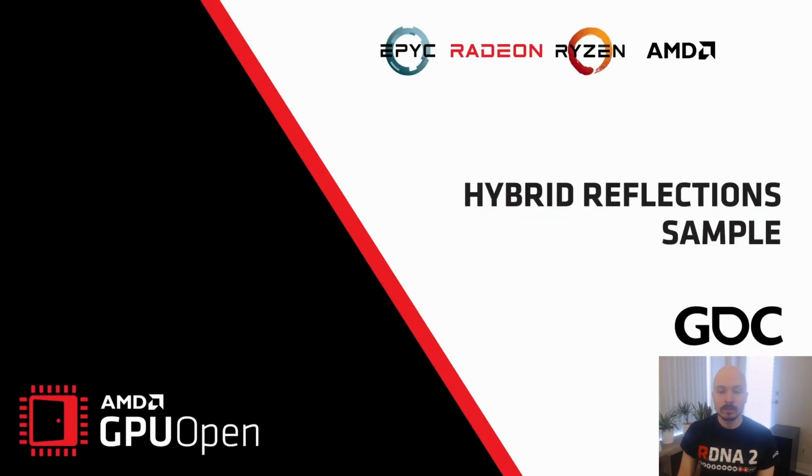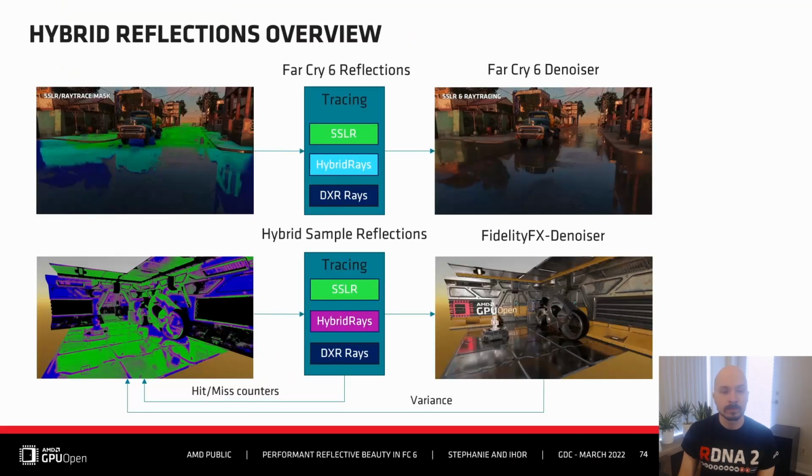So we're now going to be talking about the GPUOpen Hybrid Reflections sample and how it relates to Far Cry 6. As Stephanie mentioned, Far Cry 6 shoots an SSLR ray, and if there's low confidence, it shoots out a DXR ray. The only exception to this is reflective pixels that are near the camera, which always shoot a DXR ray and never shoot an SSLR ray, which saves a little bit of time.